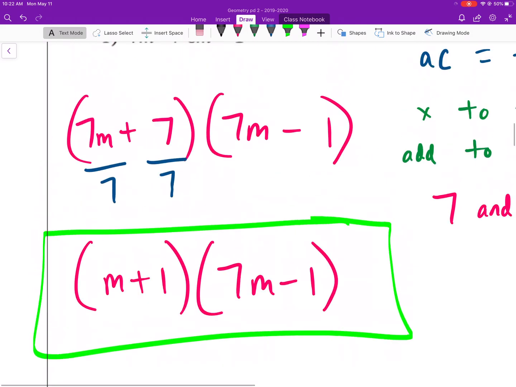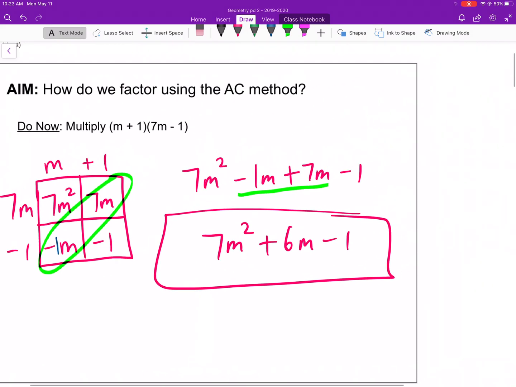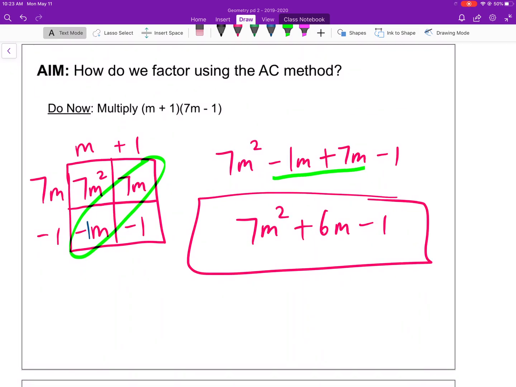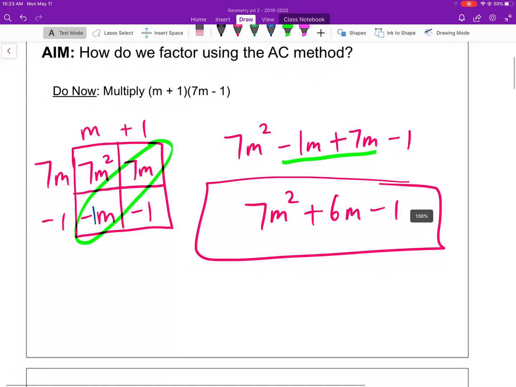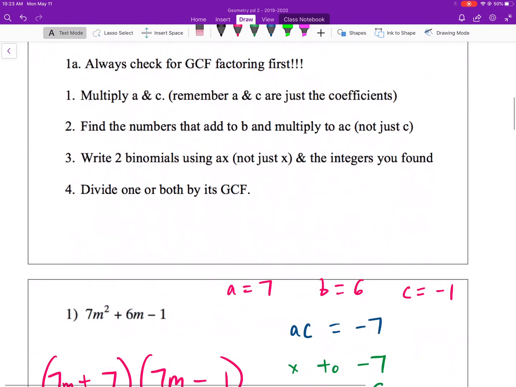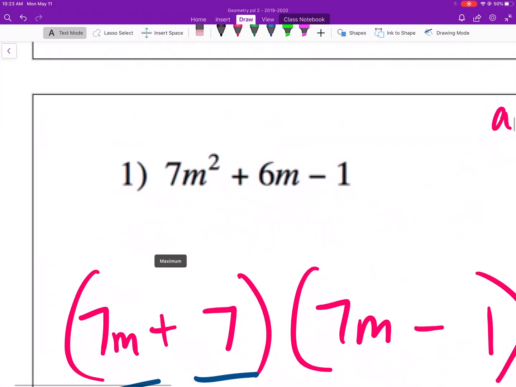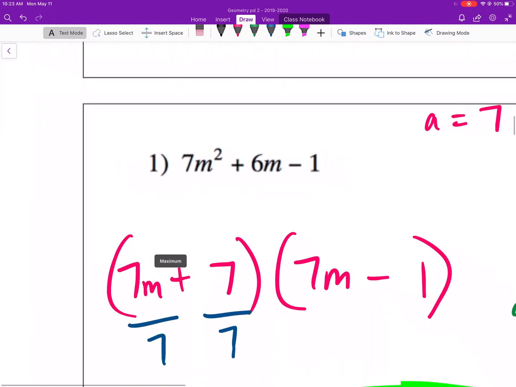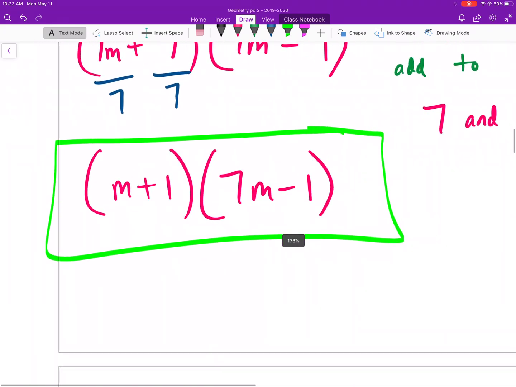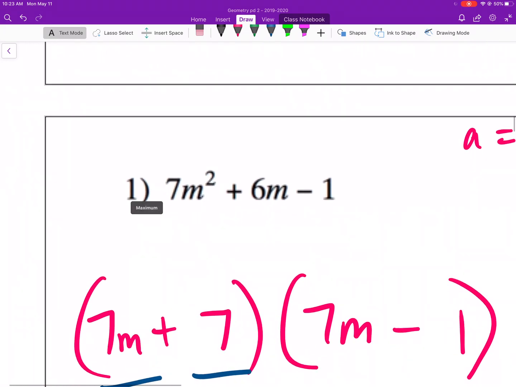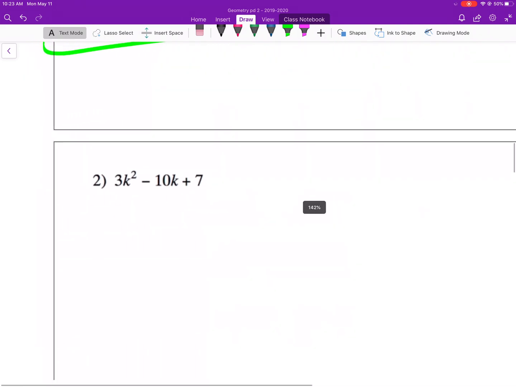And that's why the do now today was do m plus 1 times 7m minus 1, and you see we got 7m squared plus 6m minus 1. That was the problem, guys. That's what we ended up with. So you do the box method, you see that you get that exactly. So it's a great way to check your answer.